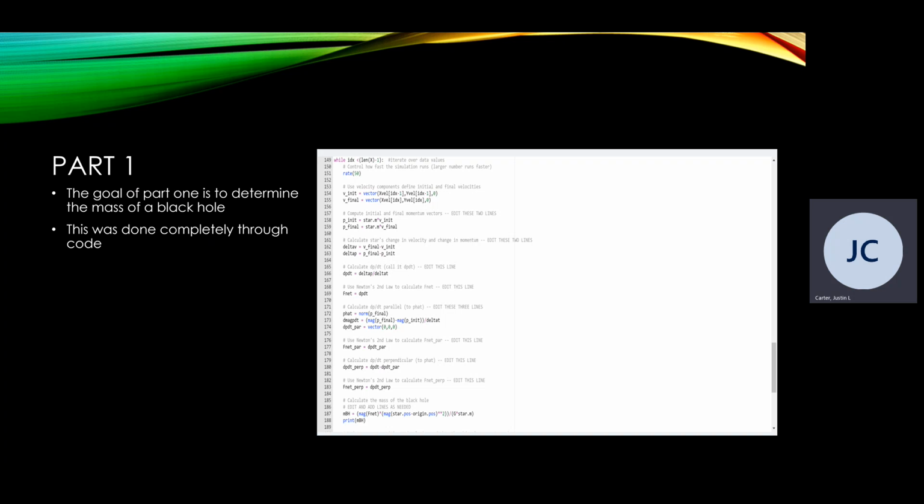Part 1, the goal is to determine the mass of the black hole, and this would all be done completely through code. Shown here is the code, and you can see in the code we have the momentum equation, we have the momentum, initial and final, and then using the momentum we can get the net force. Once we have the net force, we can just manipulate the force equation to find the mass of the black hole.